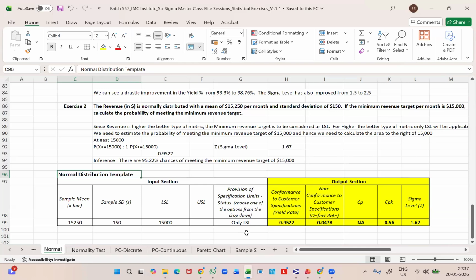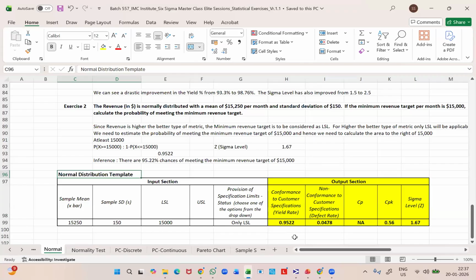If both LSL and USL values are given to you, then we need to choose the option both LSL and USL. But if only LSL is provided for a higher the better kind of metric, we need to choose the option only LSL. Then only you'll get the correct answers in the output section. So you can just pick the answers from here.